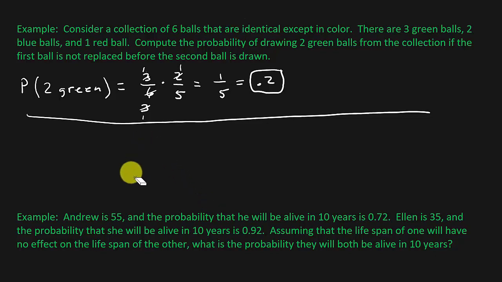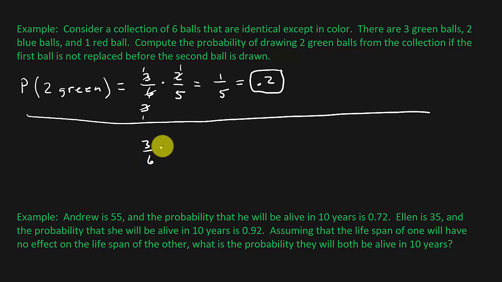Okay, this was not replacing the ball. Now let's do it with replacing the ball. I know it's not part of the question, but let's just go over it. So that's going to be 3 over 6. That's the probability of getting a green ball on the first draw. There's 3 green, 6 total.